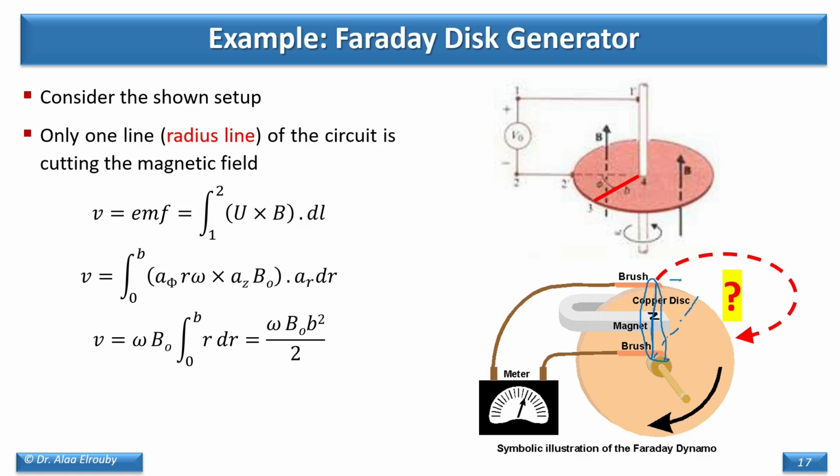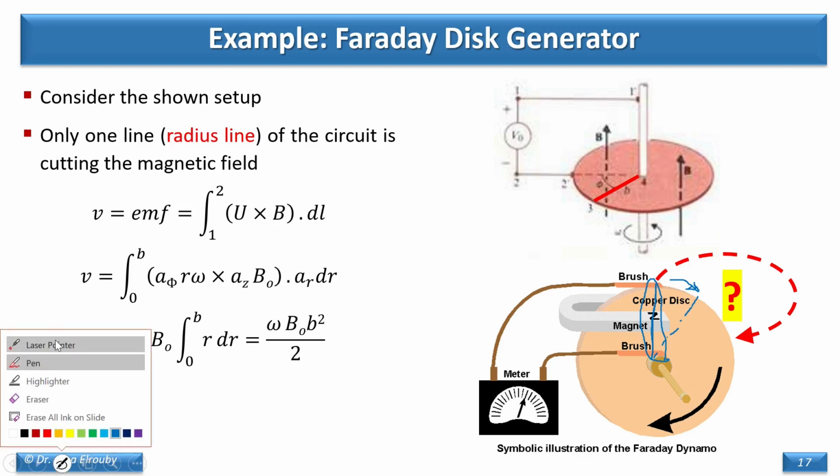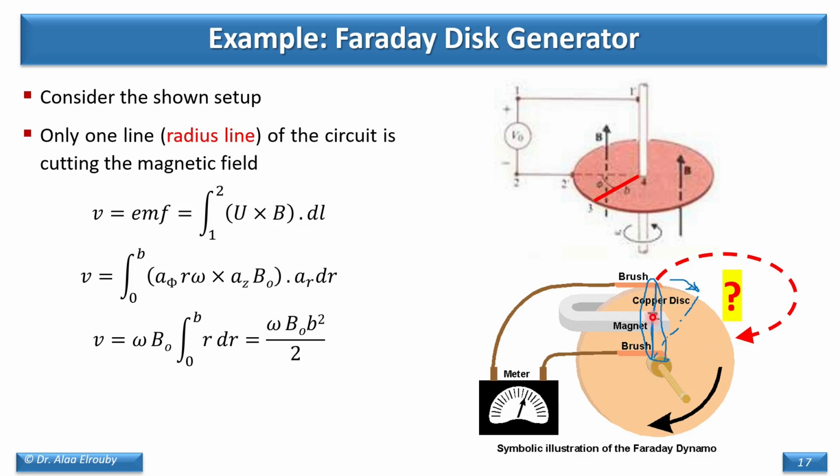So this motion here will generate a potential difference between the brushes. After this radial line moves away, another radial line will come in, and the continuous motion will cause a continuous potential difference between the brushes, and this way we can have a dynamo.